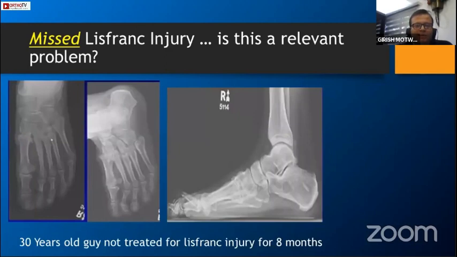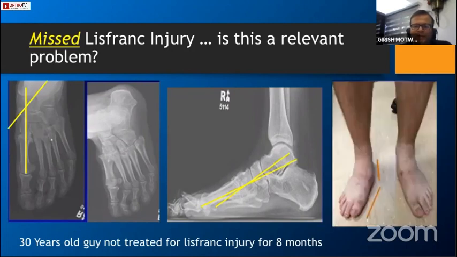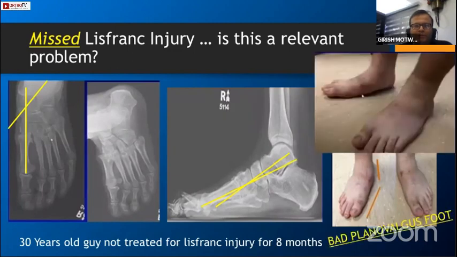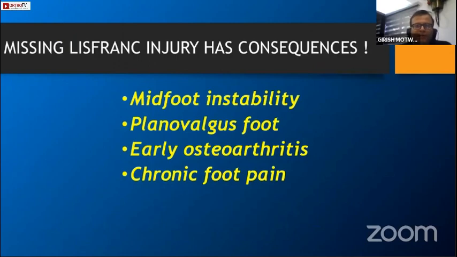Another 30-year-old patient, untreated, maltreated. He was told that absolutely there is no problem. Now look at the midfoot posture. It has dropped down, there is plantar and medial deviation of the talus, and he has developed a planovalgus foot. He was an athlete, and he finally landed up with a bad planovalgus flat foot deformity. So if you miss the Lisfranc injury, you may land up with midfoot instability, flat foot deformity, osteoarthritis 50% of the time, and the main problem is chronic foot pain.